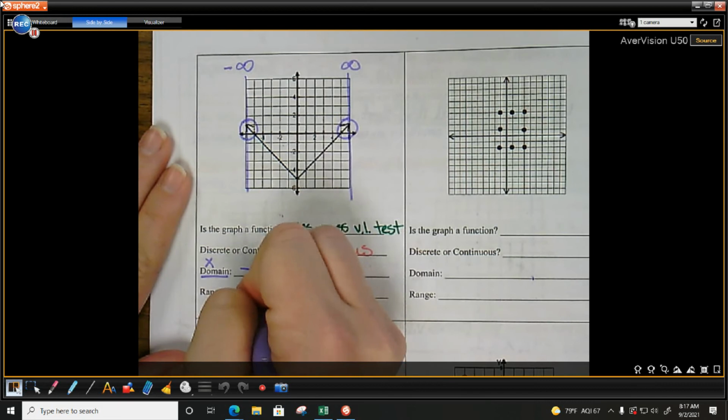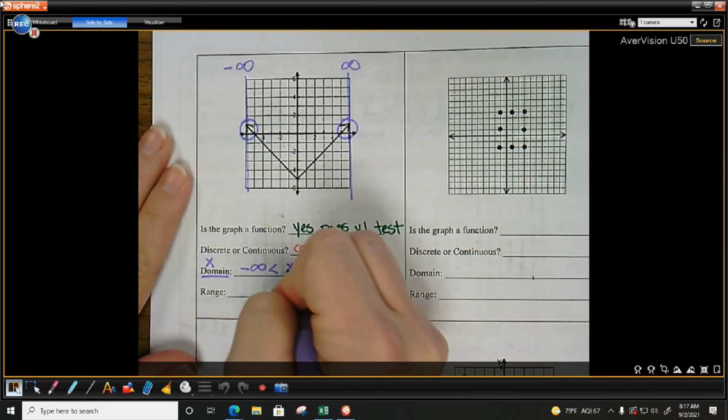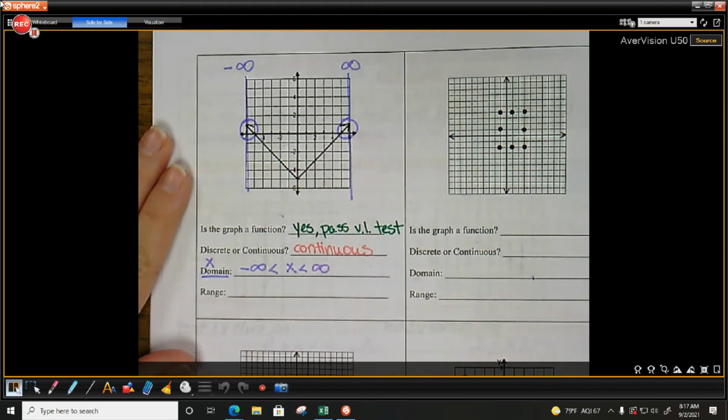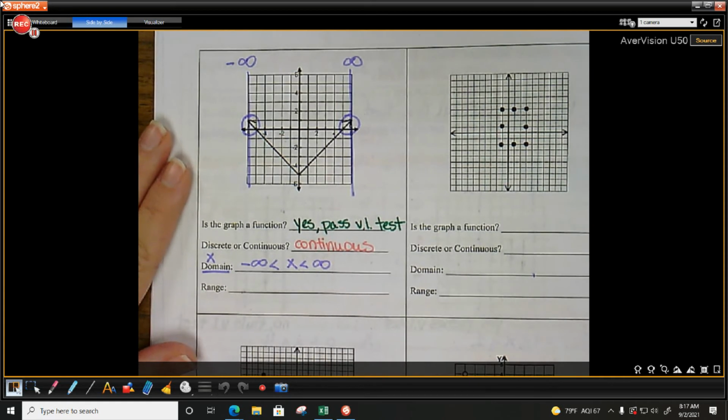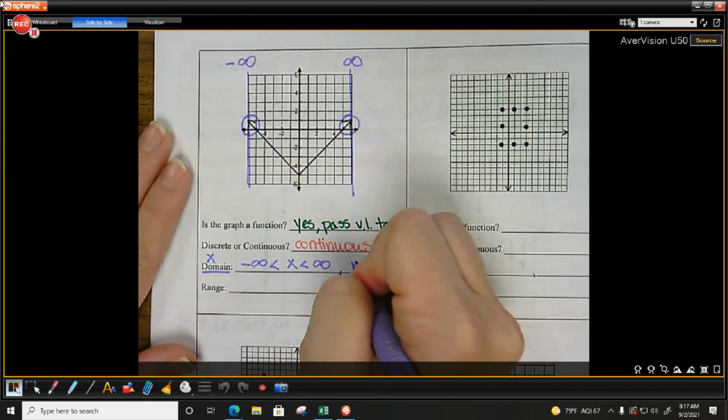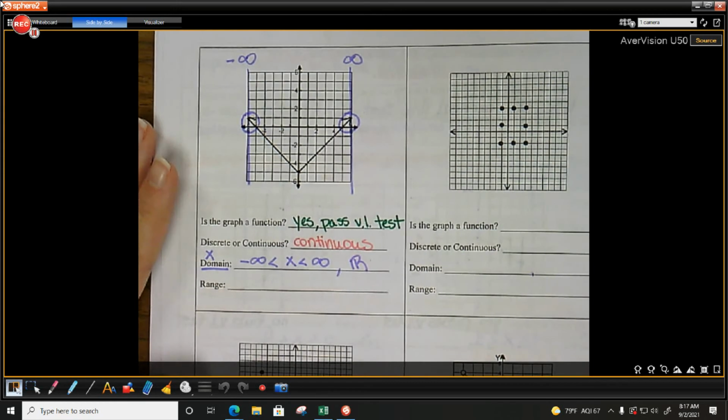So if there's no restriction on what your x or your domain is, what else can I say? And I'm lazy, efficient, so I'm just going to use my double-lined uppercase R for all real numbers. Again, both of these are acceptable. Okay?